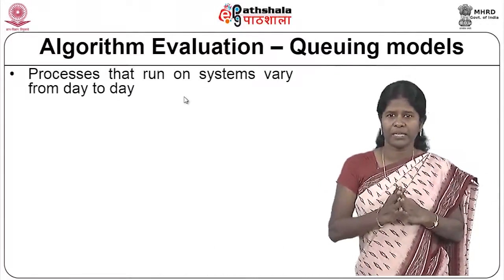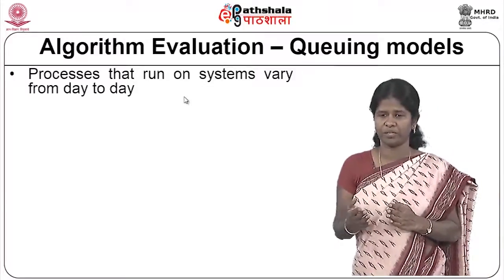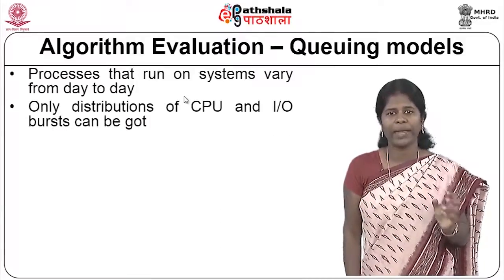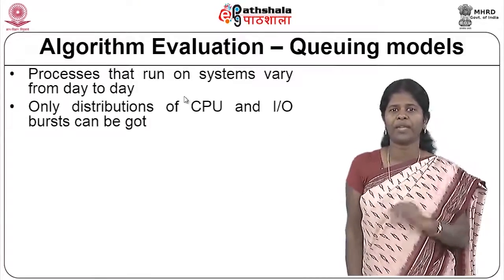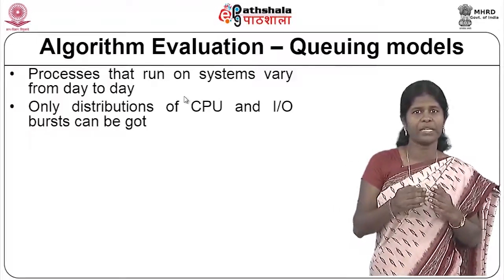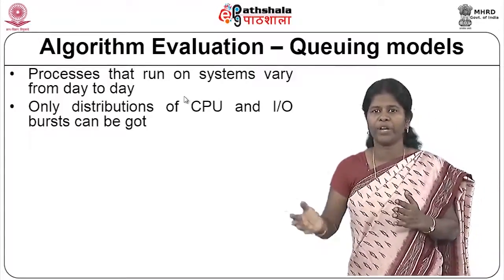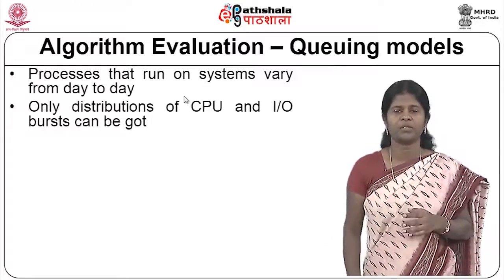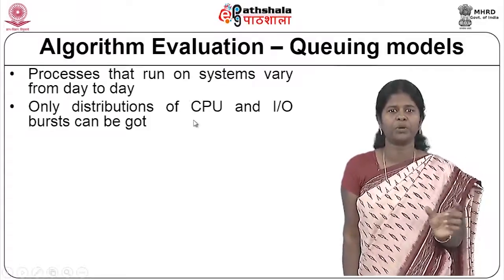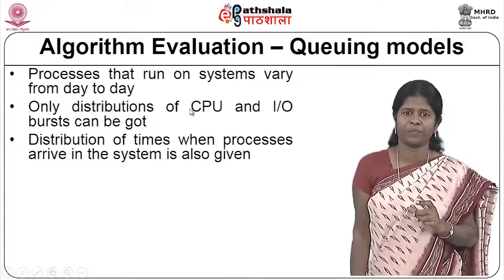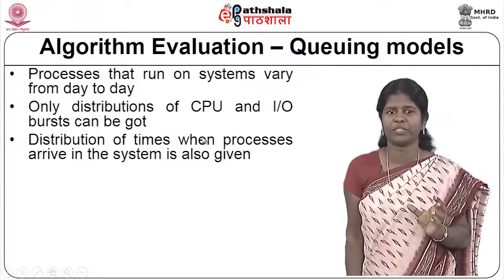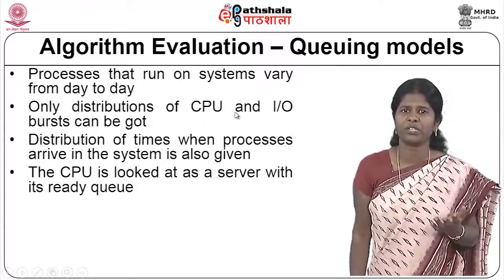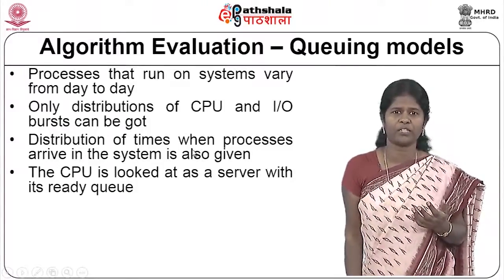So, what is done is that you move on to the next kind of evaluation, that is queuing models. In this, you get the distribution of the CPU and the IO burst, because the processes that run on a system may not be the same every day. There will be different processes run on a particular system on different days. So, you try to get the distribution of the CPU and the IO burst, and the distribution of the times when the processes arrive is also given, and generally these distributions are exponential distributions.